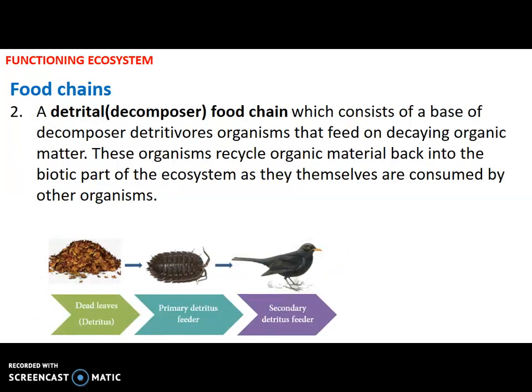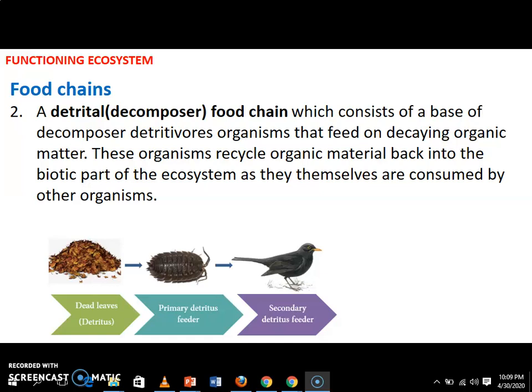Now, a detrital food chain. A detrital food chain starts with organic matter as the producer. Now, this organic matter will be consumed by a primary detritus feeder. This detritus feeder will be eaten by a secondary detritus feeder.